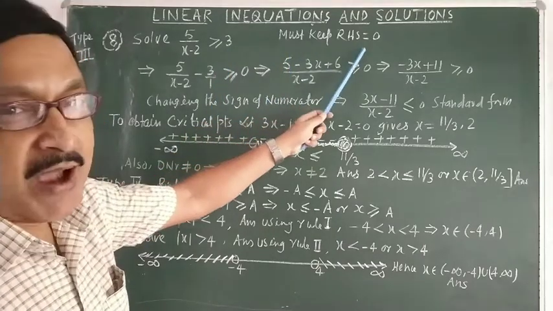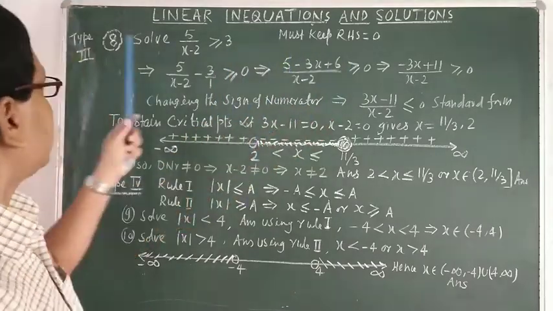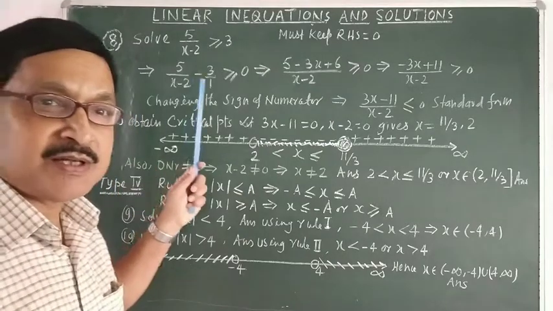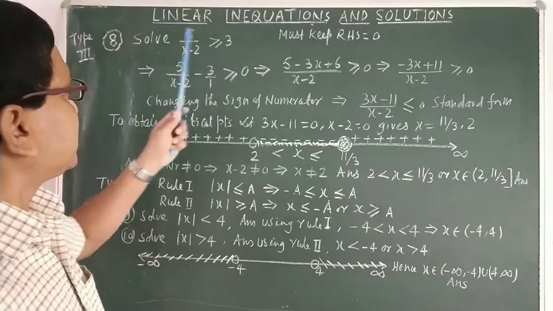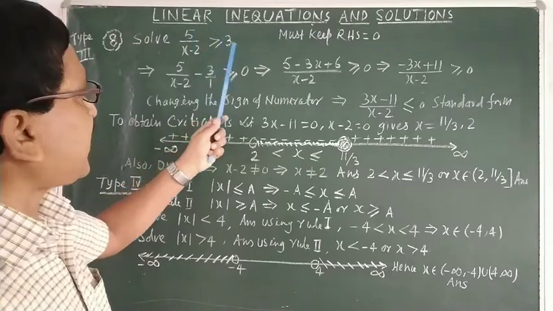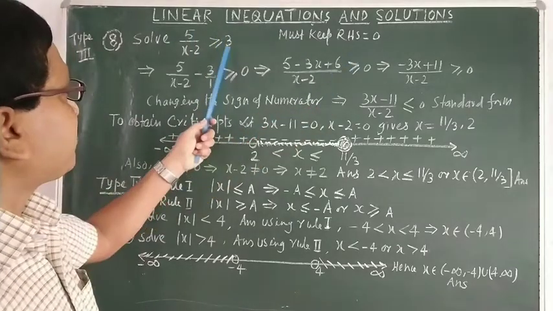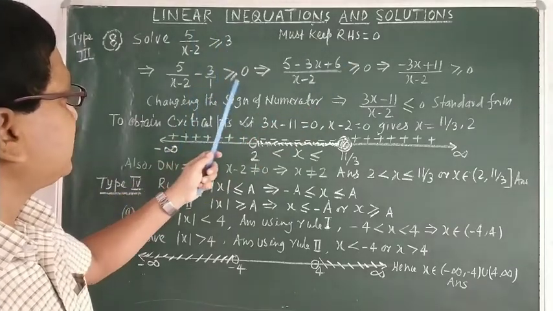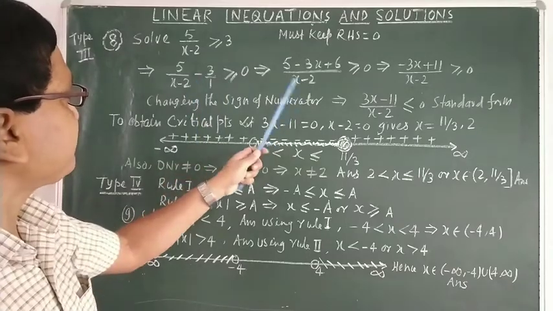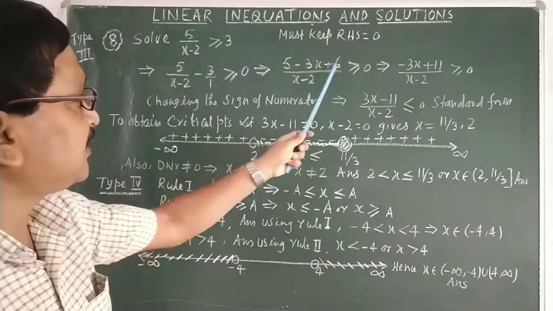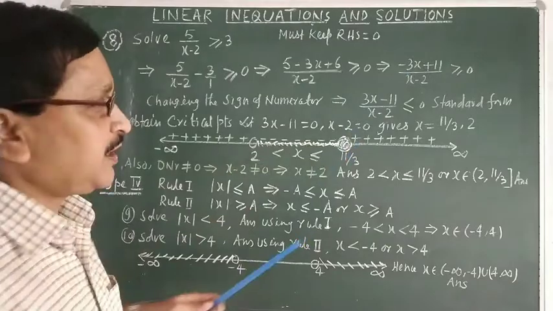Remember, we must keep the RHS 0 according to the condition of type 3. I have discussed that in type 3 the right side must be 0. So carry this 3 to the left and then take LCM. After that, simplify this and we get this.